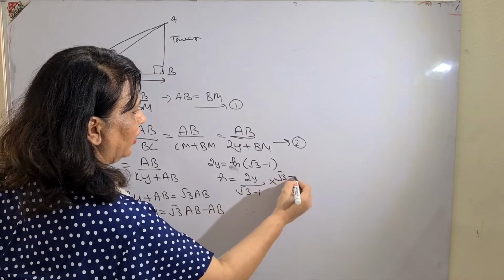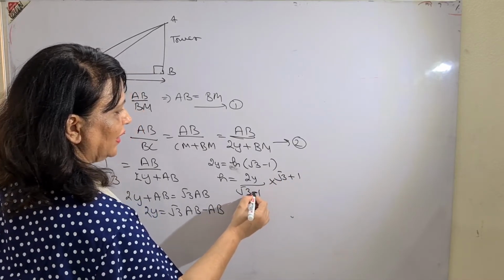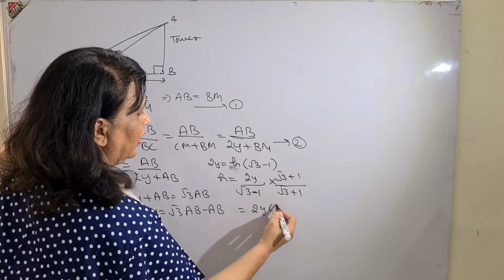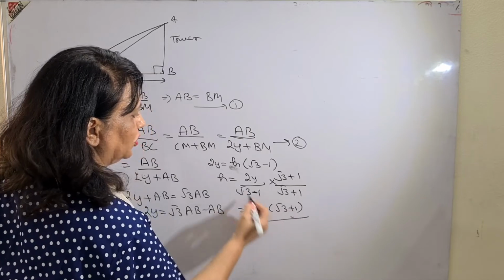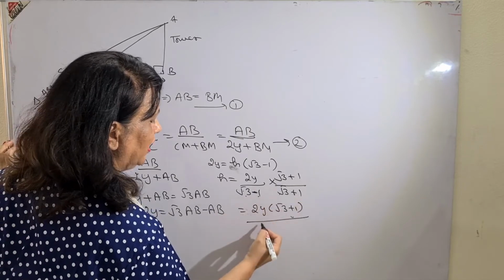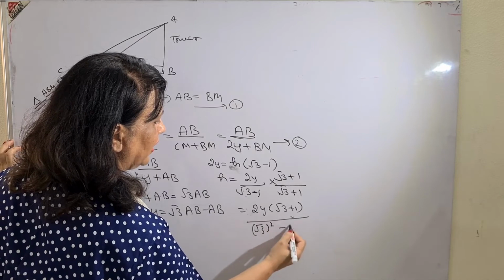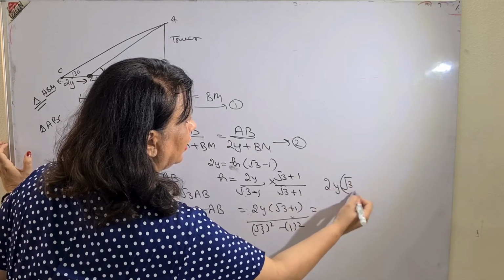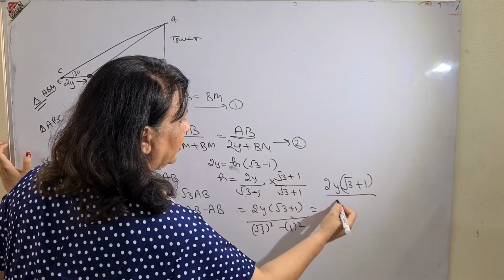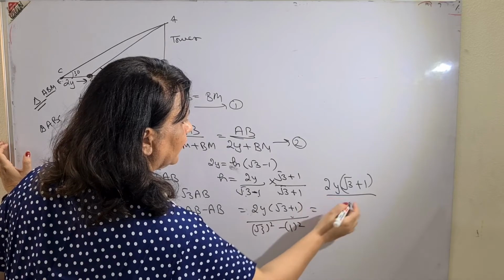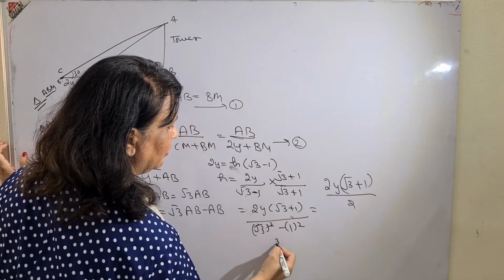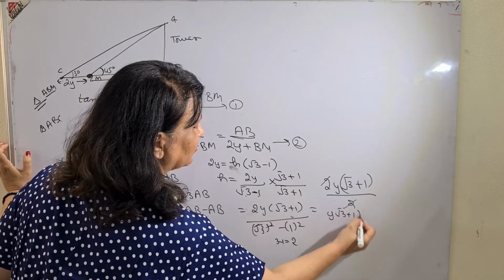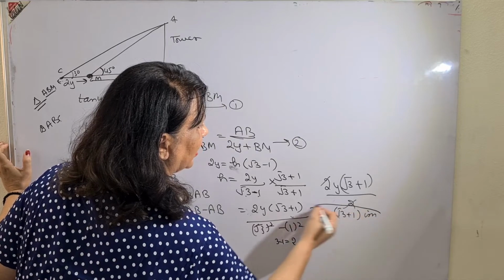Rationalize it to get the required answer. You know, for rationalizing, the sign is minus, so multiply numerator and denominator with plus. Till now I have not got root 3, a minus b, a plus b. So this will be root 3 square minus 1 square, or this will be 2y root 3 plus 1 over 3 minus 1, which is 2. Because root 3 square is 3, this will be 3 minus 1, 2. 2 cancels, and y into root 3 plus 1 is your answer. This is what I had to prove.